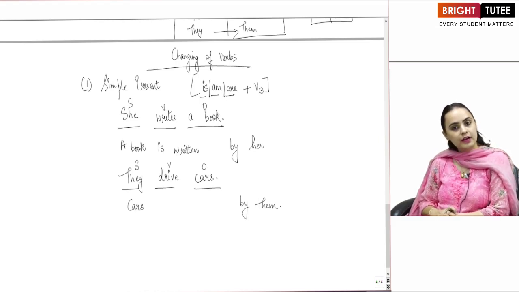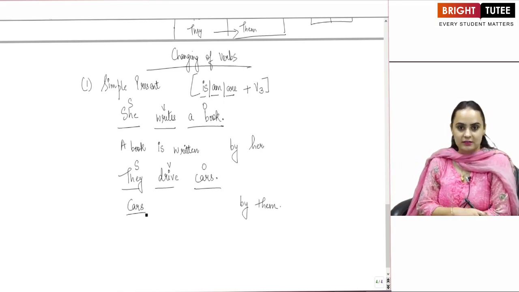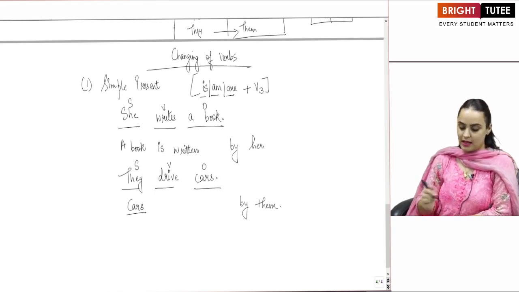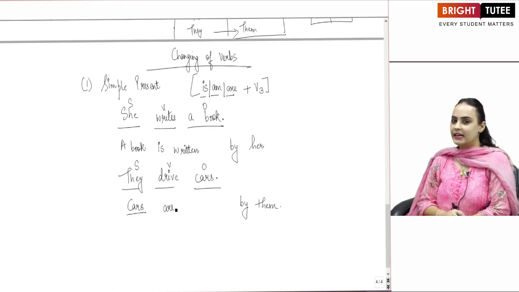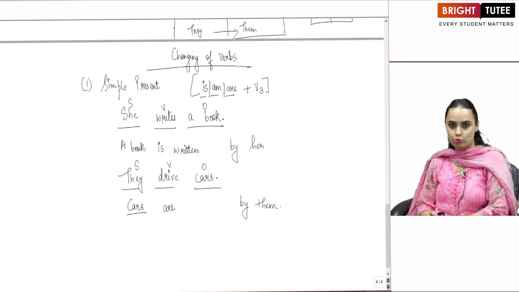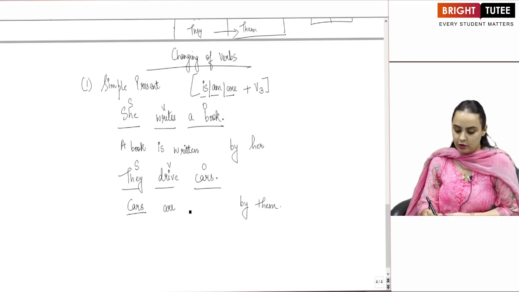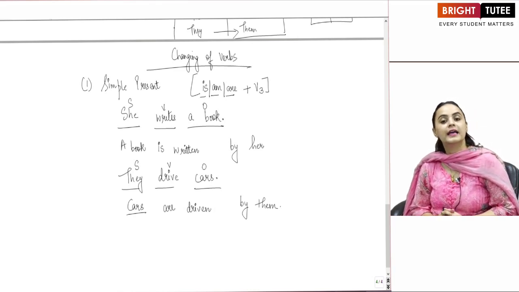How do we decide whether we are going to use is, am or are? Depending on my subject. If my subject is singular, we use is. If my subject is plural, we use are. And if my subject is I, we use am. Here, cars is my new subject and cars is plural. So, what am I going to write with cars? Are. I cannot say cars is driven. No. Car is driven. Cars are driven. And the third form of drive is driven. So, cars are driven by them.